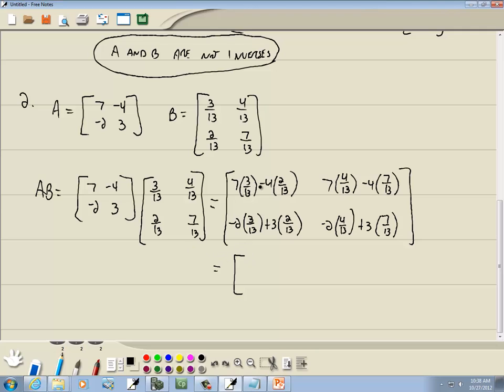That's 21/13 minus 8/13. 21 minus 8 is 13/13, which is 1. That's 28/13 minus 28/13, which is 0. This is negative 6/13 plus 6/13, which is 0. And this is negative 8/13 plus 21/13, which gives us 13/13, which is 1. And that checks. Now we also have to multiply B times A.